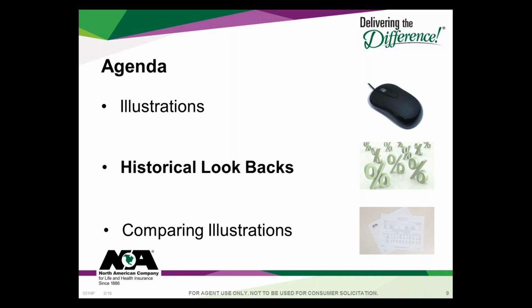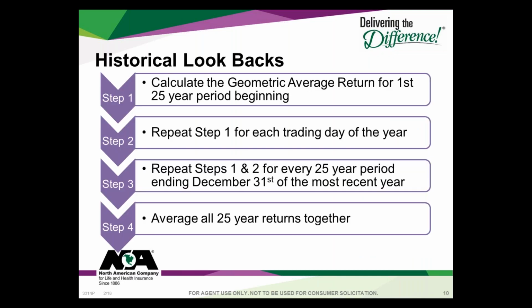Now I want to talk a little bit about historical lookbacks and give you a little flavor for what's going on there, how companies have these lookbacks. Is the rate that I'm illustrating reasonable or prudent? So just a quick lesson here on historical lookbacks. What companies do is they calculate the geometric average. That's not the simple average, which is when people add up 10 numbers and divide by 10. A geometric average takes into account the actual range, negatives and positives, and timing, and it gives a much more accurate methodology.